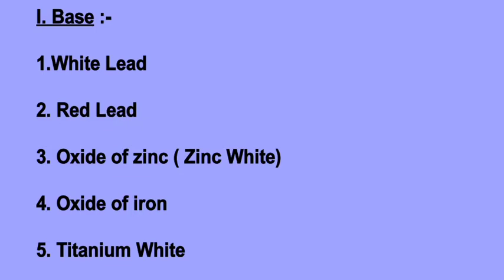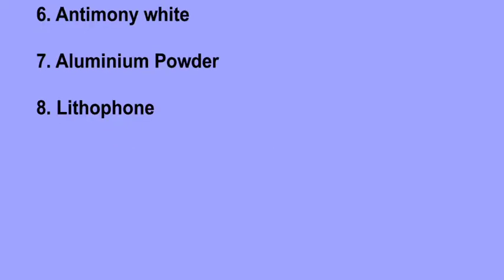Next one, oxide of iron. It forms the base of all iron paints. It is generally used for priming coat of ironwork. Next one, titanium white. It is a non-poisonous and provides a thin transparent film. It is used for receiving the coat of enamel. Next one, antimony white. It is similar to titanium white.